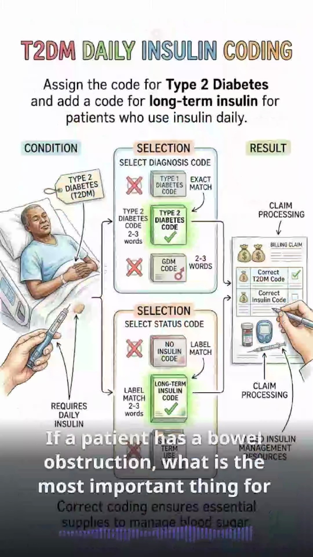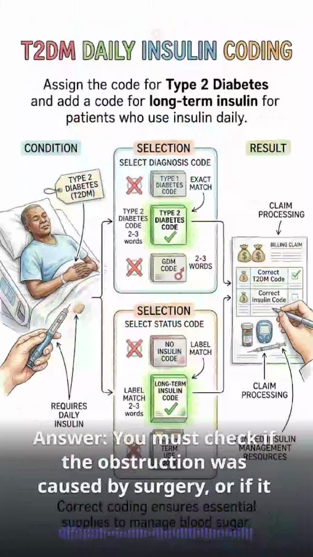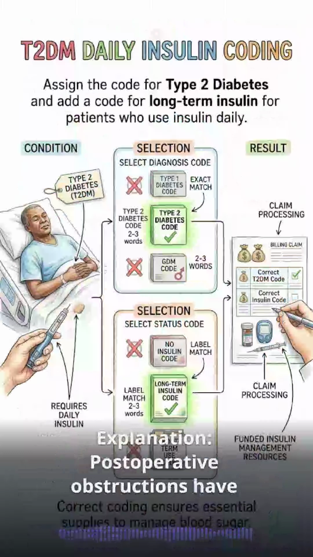74. If a patient has a bowel obstruction, what is the most important thing for the coder? You must check if the obstruction was caused by surgery, or if it happened naturally today. Postoperative obstructions have different codes, so you must read the surgical history of the patient.